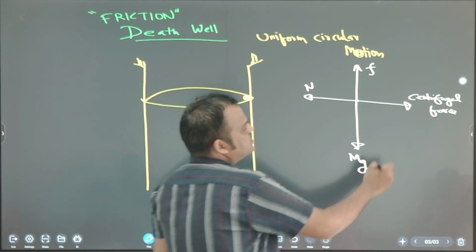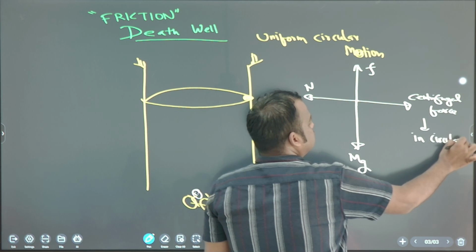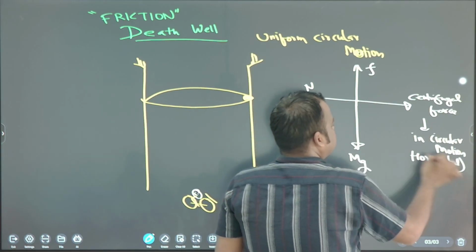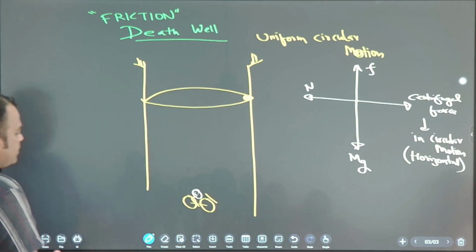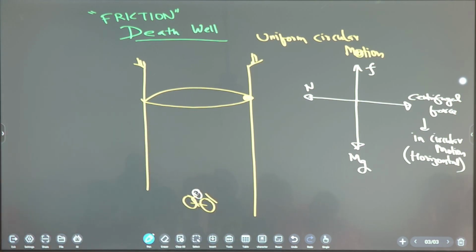Centrifugal force acts only when it is in circular motion, horizontal circular motion. Suppose this object is here and I want to keep it at rest like this. Why is it not falling now? Because I am holding it. My force is this way, so normal is outward. Friction is upward, mg is downward. But if I remove my force, it will fall.